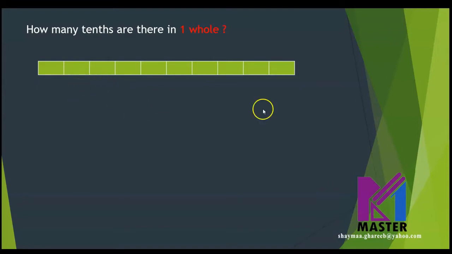So if I want to write this as a fraction, I will find it is 10 out of 10, or 10/10, which is 1 whole. So 10/10 equals 1 whole. And this is the most important information. I want you to know it now. So 1 whole equals 10/10.